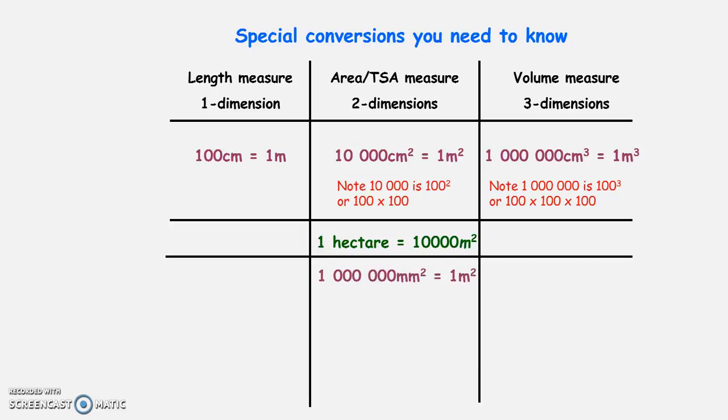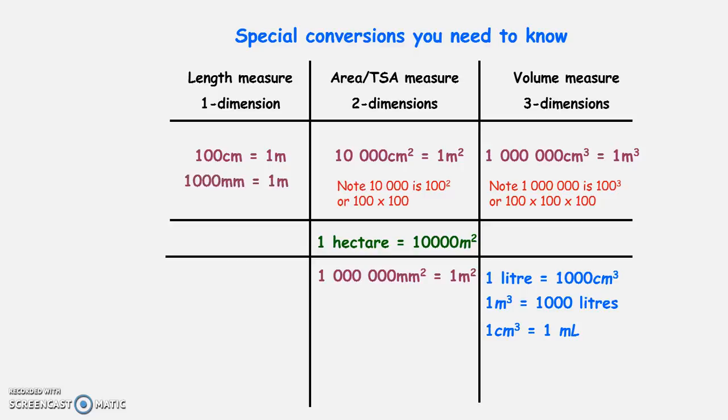All right, 1 hectare is equal to 10,000 meters squared. 1 million millimeters squared is equal to 1 meter squared. 1 liter is equal to 1,000 centimeters cubed. 1 meter cubed is equal to 1,000 liters. 1 centimeter cubed is equal to 1 milliliter, and so forth.